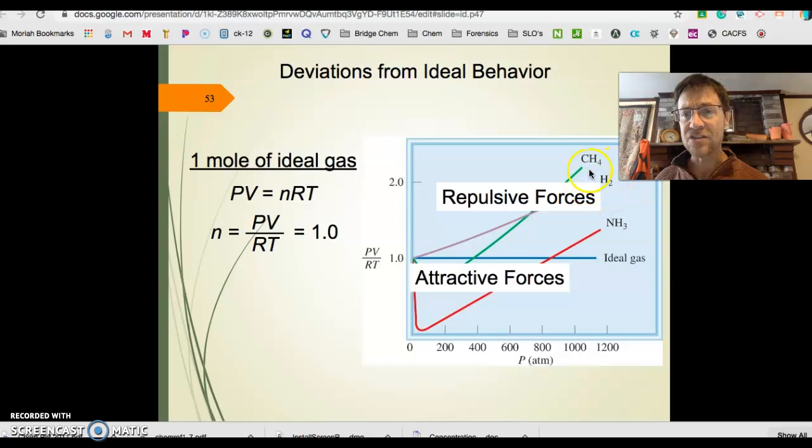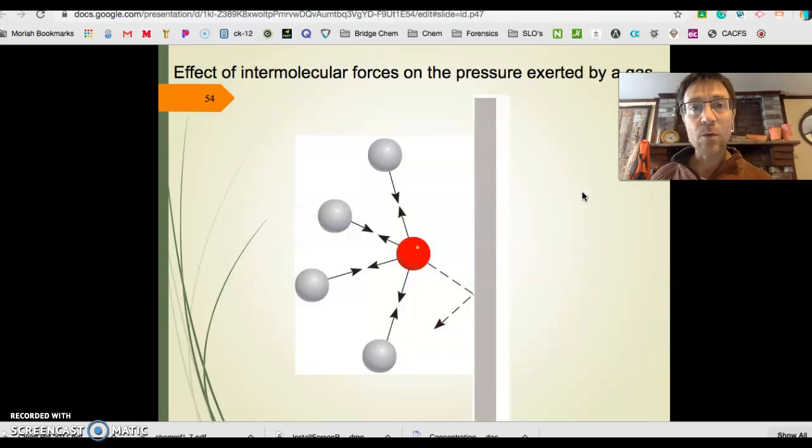Even hydrogen starts to deviate. But if you notice with hydrogen gas, it is perfectly nonpolar, so it doesn't do any of that dipping down to have some kind of attractive force at all. It just shoots straight into repulsion because of electron clouds. And this is kind of what's going on.